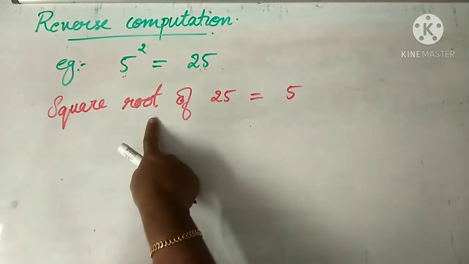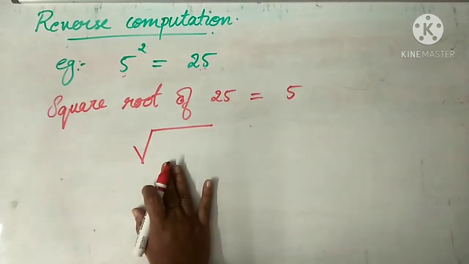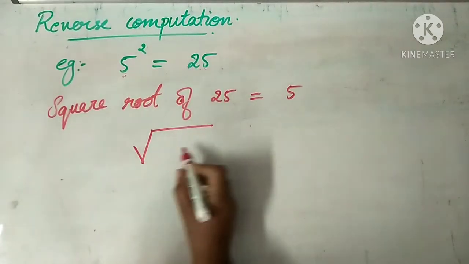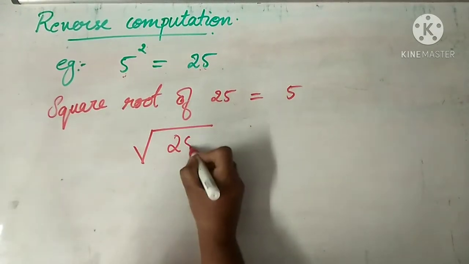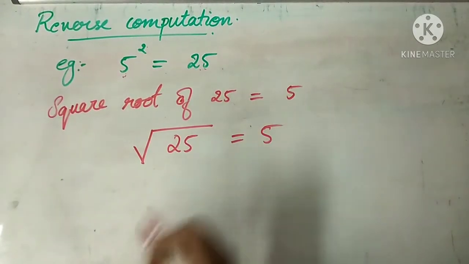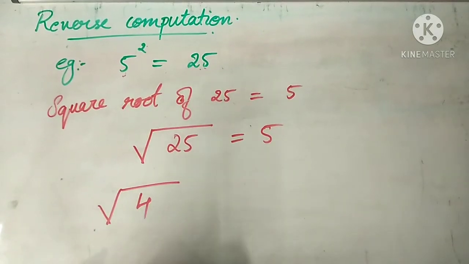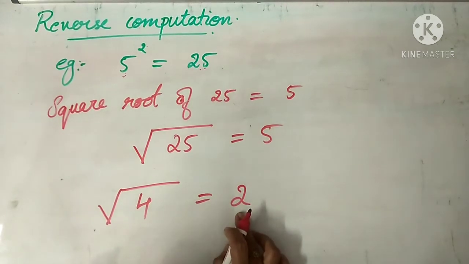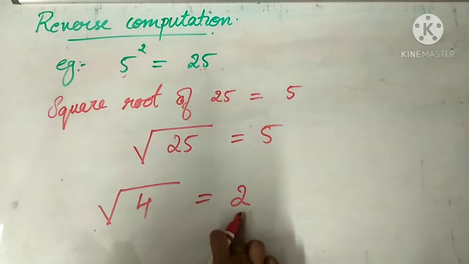Square root is indicated by using this symbol. This is the symbol for representing square root. We will read this as square root of 25 is equal to 5. Another example, square root of 4. What is the square root of 4? 2, because when we multiply 2 two times, we get 4. So square root of 4 is equal to 2.